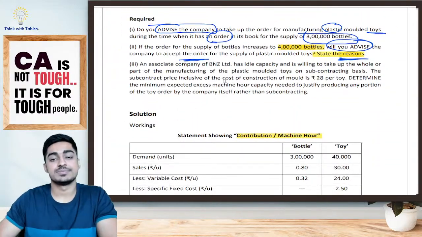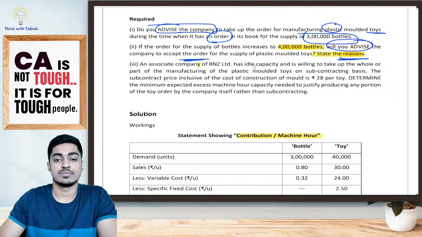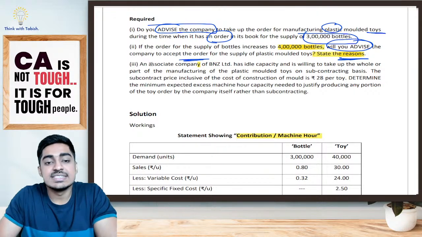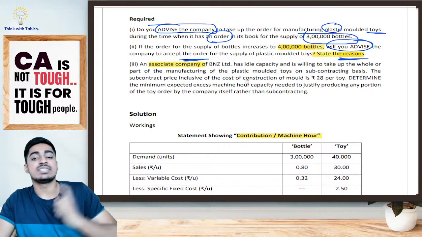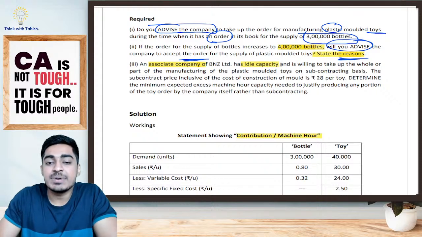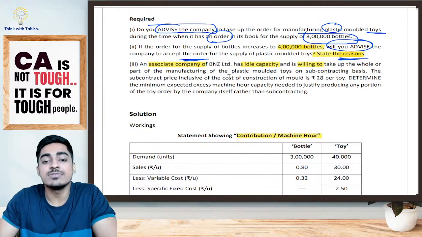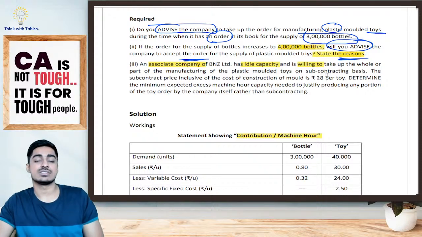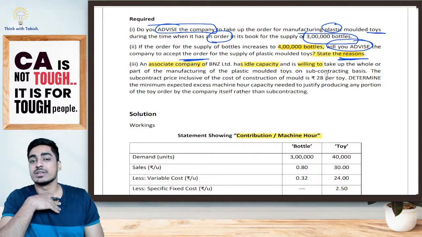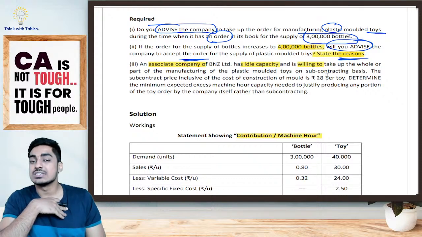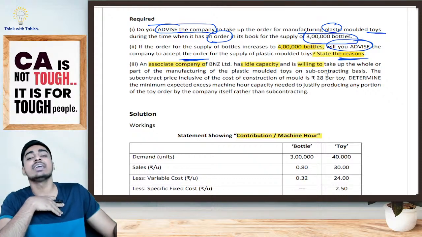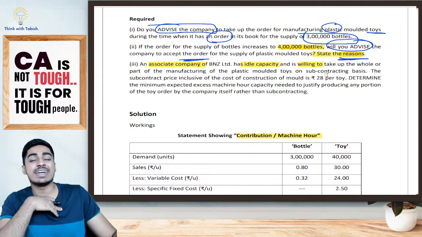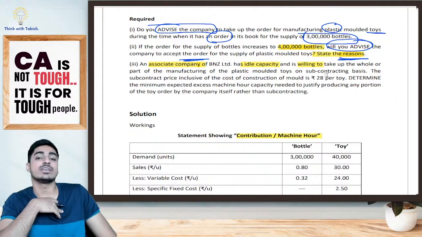Now, look at this. Suppose there is an associate company, a sister concern. It has idle capacity and is willing to take up the whole or part of the manufacturing of plastic molded toys on a subcontracting basis. So now we got an offer for toys. Our sister concern is telling, you want to manufacture toys, we have idle capacity. If you want, we can do it and give. So we'll ask at what price you'll do it and give.